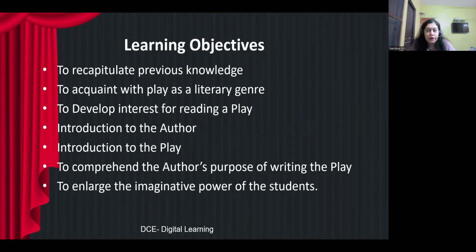So here in the course of this session, we'll be acquainting ourselves with the play as a literary genre. The student will be encouraged to develop interest for reading a play. Introduction to the author is of utmost importance, later followed by introduction to the play. To comprehend the author's purpose of writing the play, to enlarge the imaginative power of the students.